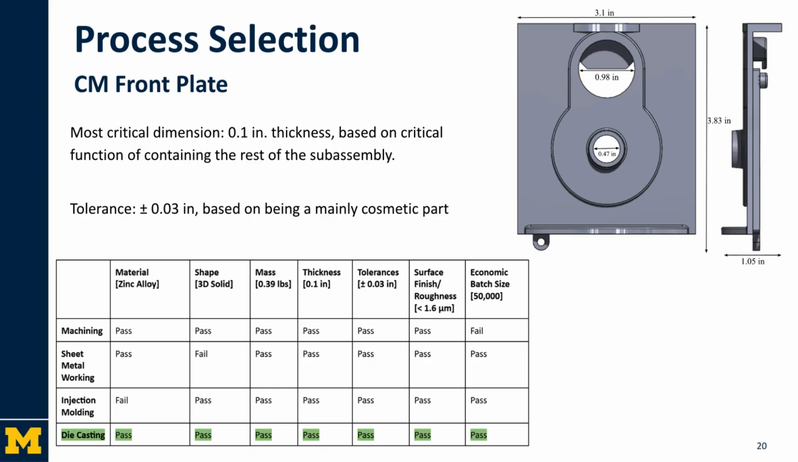Similar to the spider retaining ring, we also did process selection on the coin mechanism front plate, whose most critical dimension is 0.1 inches with a tolerance of plus or minus 0.03 inches, which is based on being a mainly cosmetic part. We also did the criterion compared against the 4 different types of manufacturing processes, and die casting was selected because it passed all of the criterion.